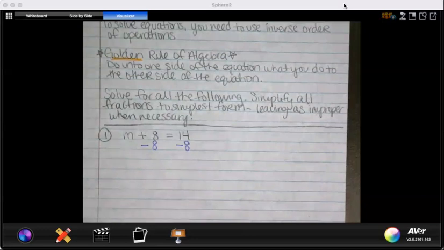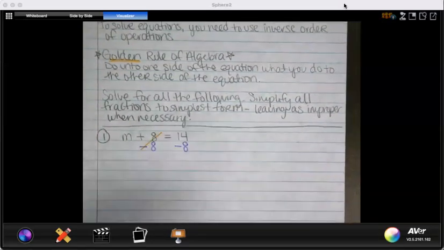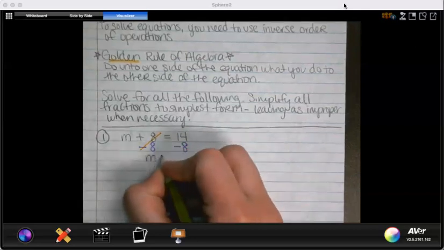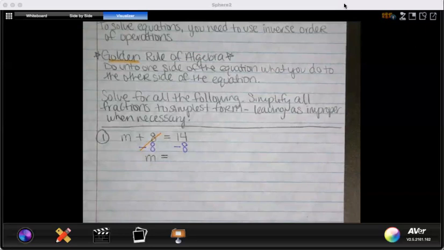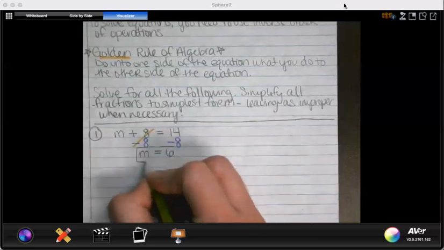And when you subtract 8 from positive 8, that creates a 0 value. So therefore, it's really like saying m plus 0, but we don't need to write that. So therefore, we are just left with m. On the right side, however, we want to simplify that value. So 14 minus 8 gives us a value of 6. So m equals 6 would be my answer.